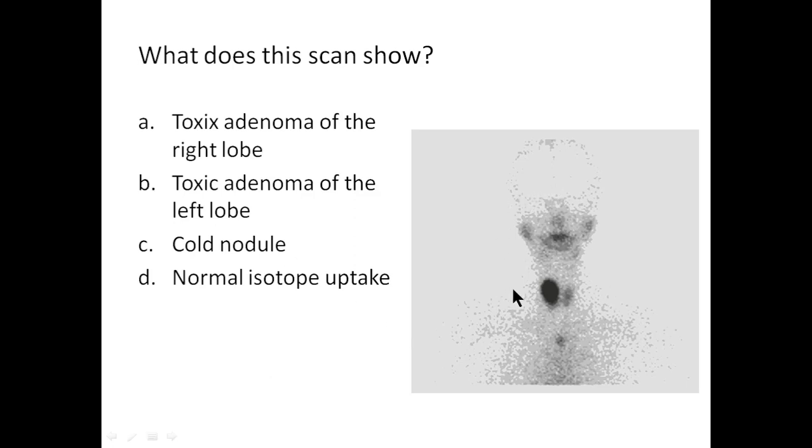السلايد ده ثايرويد سكان، واضح فيه هوت نوديول على الناحية اليمين. السؤال، what does this scan show? Toxic adenoma of the right lobe, yes. Go for A. الباقي هتلاقيه improper. Toxic adenoma of the left lobe, wrong. Cold nodule, totally wrong. Normal isotope uptake, totally wrong. So in this slide, go for A.